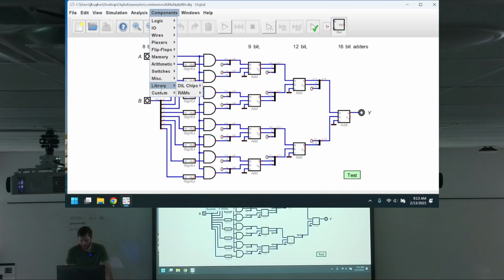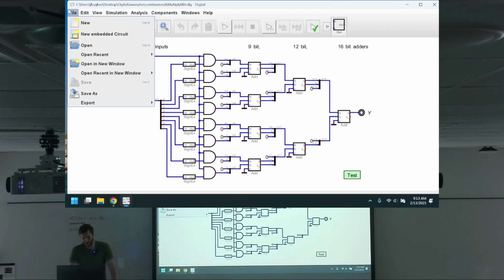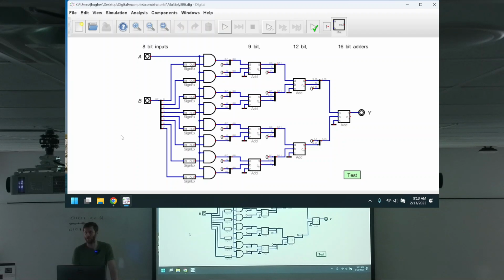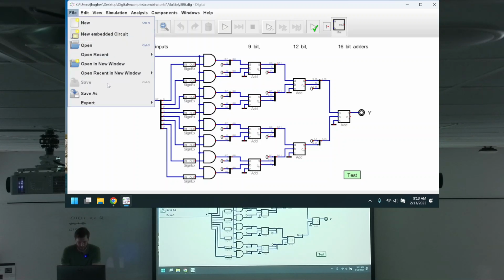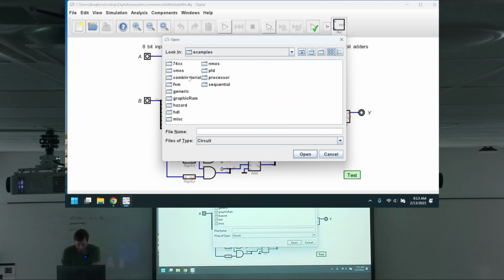Actually, I'll talk about those now because we don't really have time to get into the ALU fully. But there is an import. There is a way to import a circuit, and you can actually input one of the, okay, open, open.